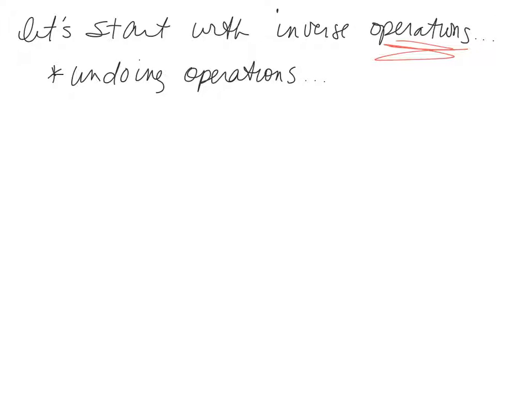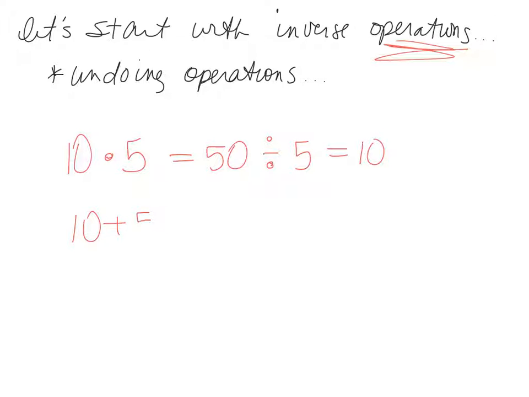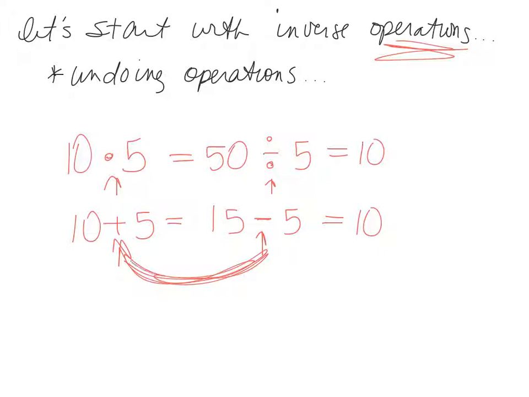Undoing operations, sort of like if we had the number 10 and we multiply it by 5, and then we do the inverse operation, and we get our original number back. Same with addition and subtraction. I can add 5, then I can do the inverse operation of that, which is subtract 5, and get my number back. So these are all operations. You learned those when you were really, really young, and they are inverse of each other. So plus and minus are inverse of each other. Multiplication and division are inverse of each other.